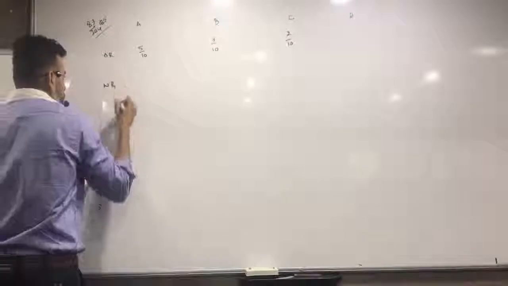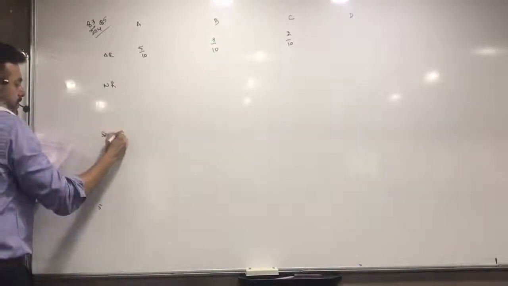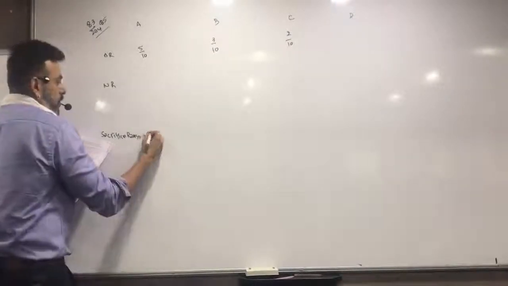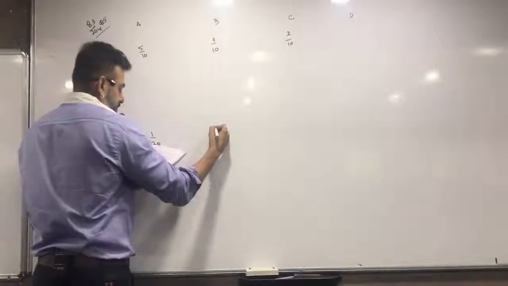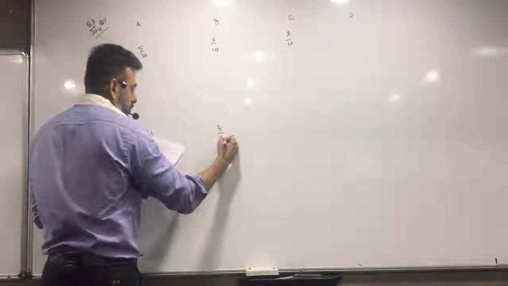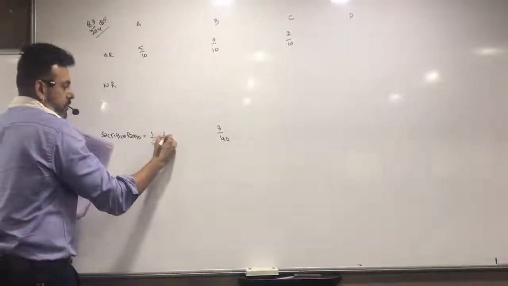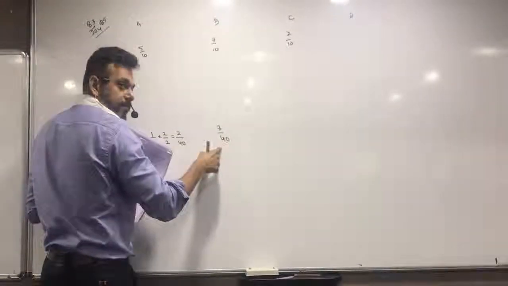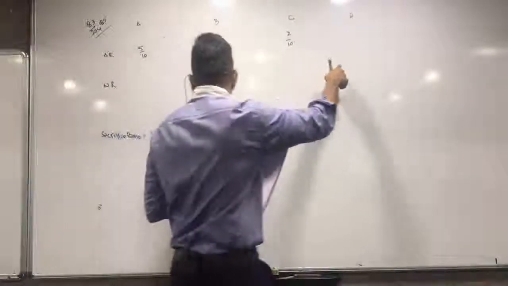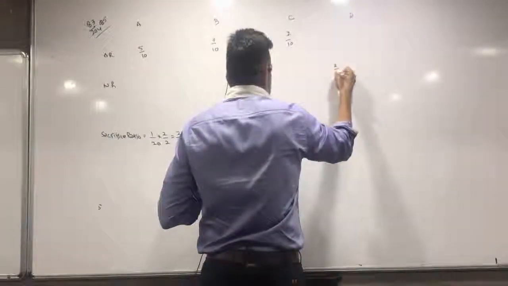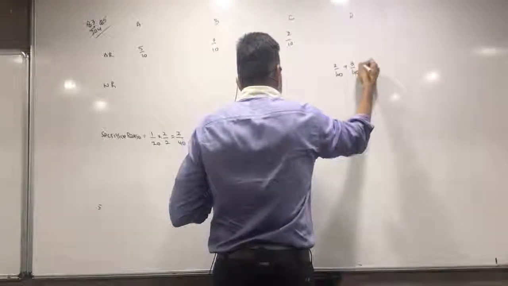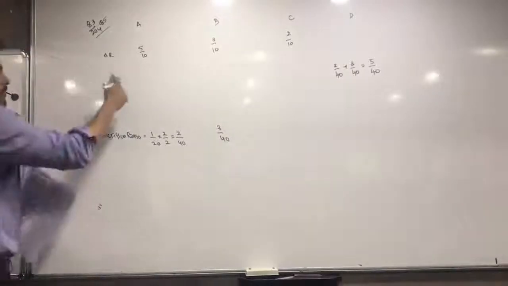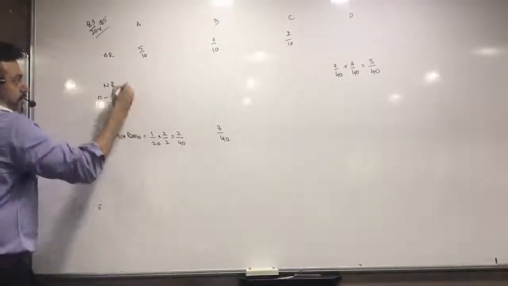New ratio is what we have to find out, and sacrifice ratio is already given. A is sacrificing how much? 1 by 20 and B is sacrificing 3 by 40. How do we make it same? Into 2 by 2, which is 2 by 40 and this is 3 by 40. So what is gain of D? 2 by 40 plus 3 by 40 is equal to 5 by 40. We keep it as it is. New ratio is equal to old minus sacrifice.